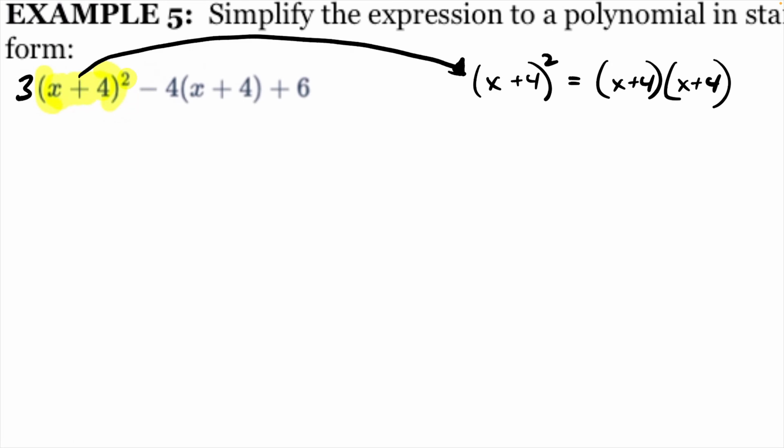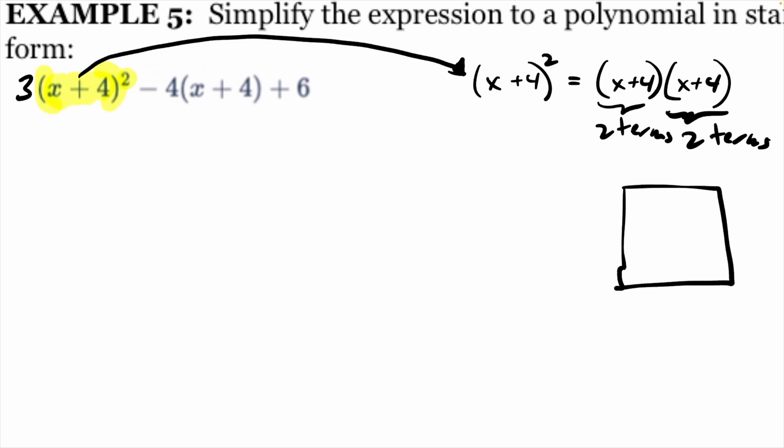How do we multiply those 2 guys? I'll give you a hint. You've done it. You just did it. Within the last 10 minutes, you've done it 2 or 3 times. How do we multiply them? Using a box. Yep. This one's got 2 terms. That one's got 2 terms. We use a box. 2 by 2 box.